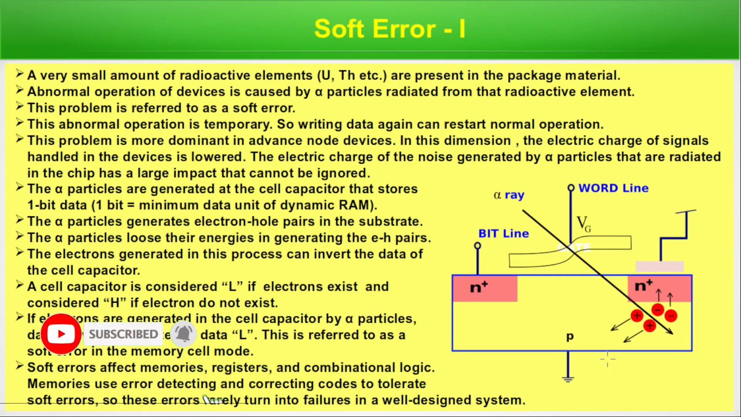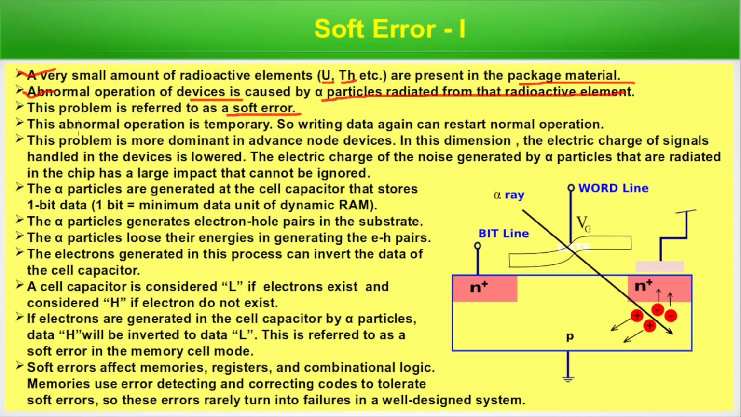Now soft error. There are two slides on this topic. A very small amount of radioactive elements are present in the package material. When we fabricate a chip, we need to properly package it. In the packaging material, a small amount of radioactive elements like uranium or thorium is present, so obviously alpha particles are radiated from it. Abnormal operation of devices is caused by alpha particles radiated from that radioactive element. This problem is referred to as soft error.